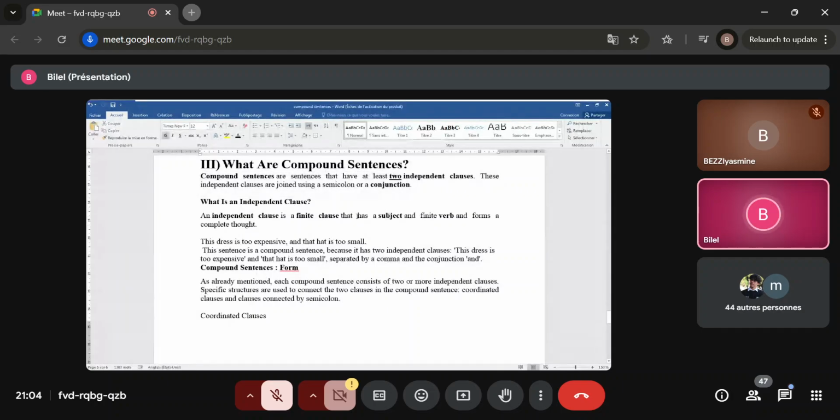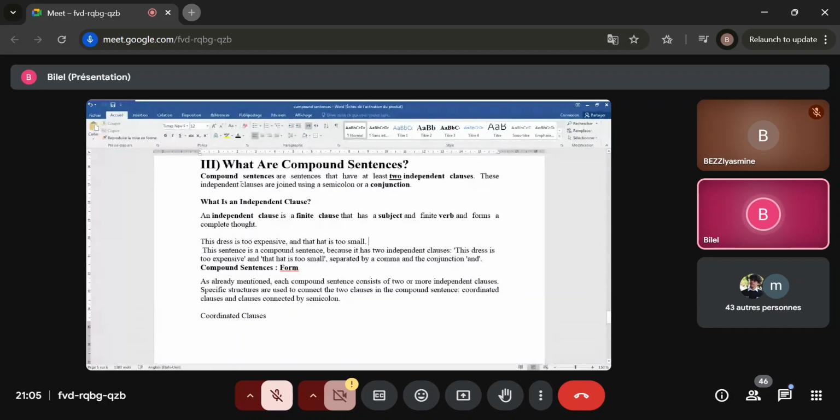So what is an independent clause or simple sentence? An independent clause is a finite clause that has a subject and a finite verb and forms a complete thought. For example, of a compound, the whole sentence is a compound sentence.